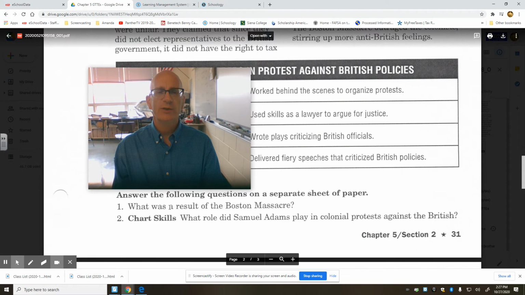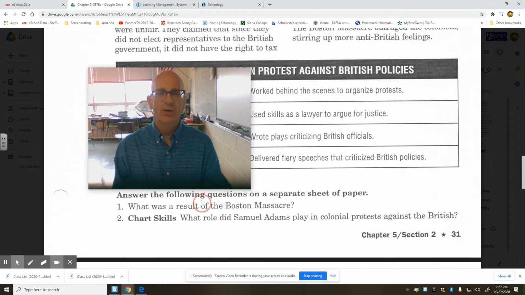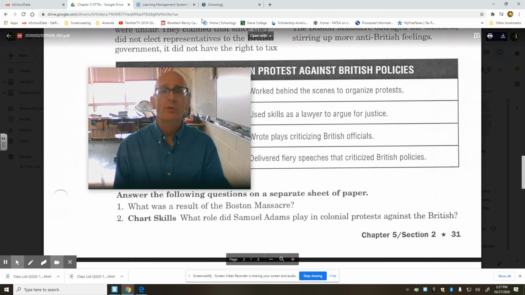Question 1 is going to address specifically the Boston Massacre. What was a result of the Boston Massacre? Please take a moment, if you would, and answer that question referring to the reading.